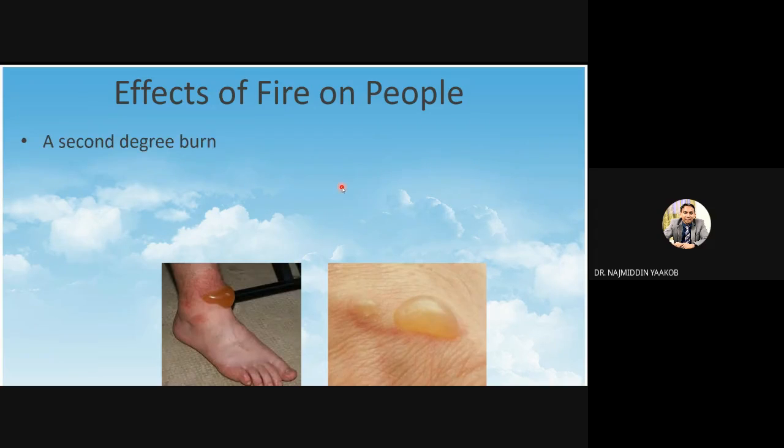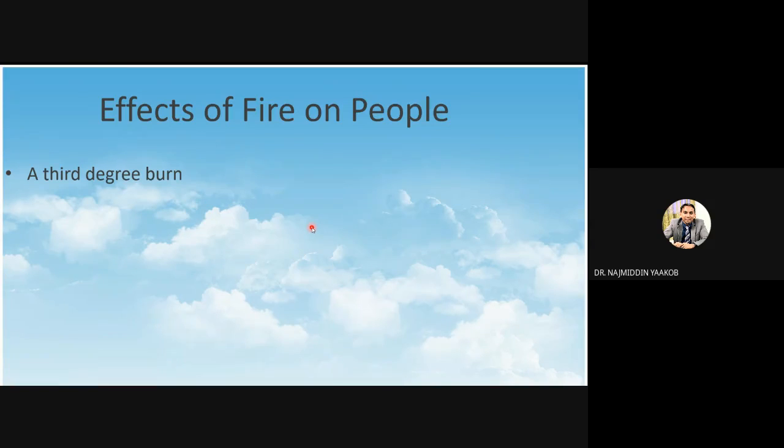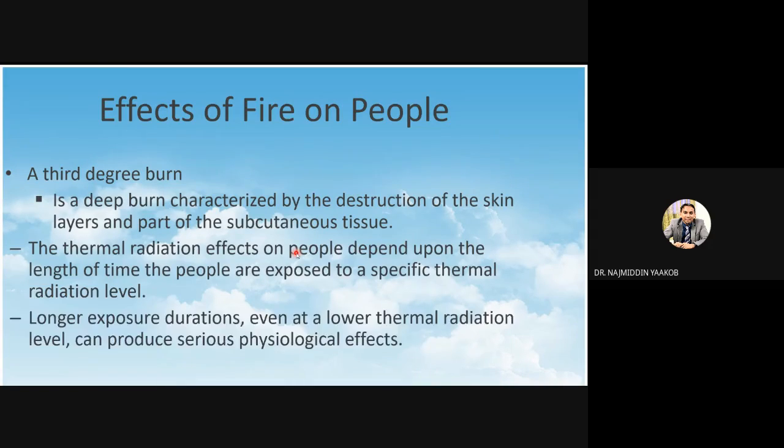This is the second degree of burn. You can see blisters. Okay, this is much more severe. The blister depth may be shallow, with only the surface layer of skin damaged, and there is water inside there. Right, in more severe cases the whole dermis is damaged. And this is the third degree of burn.